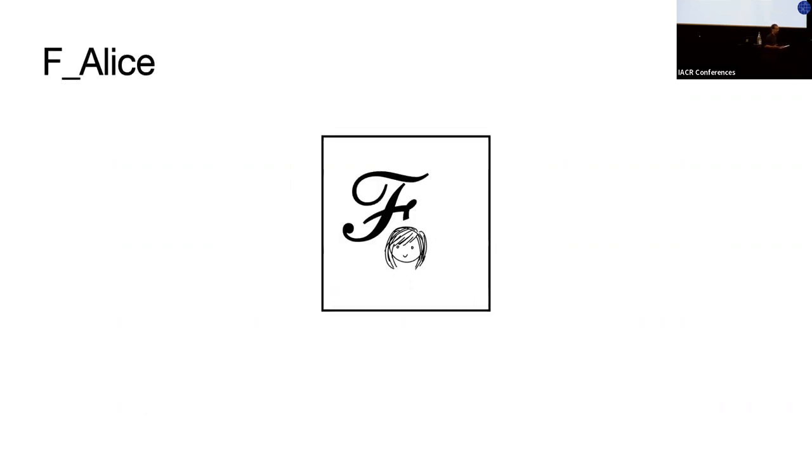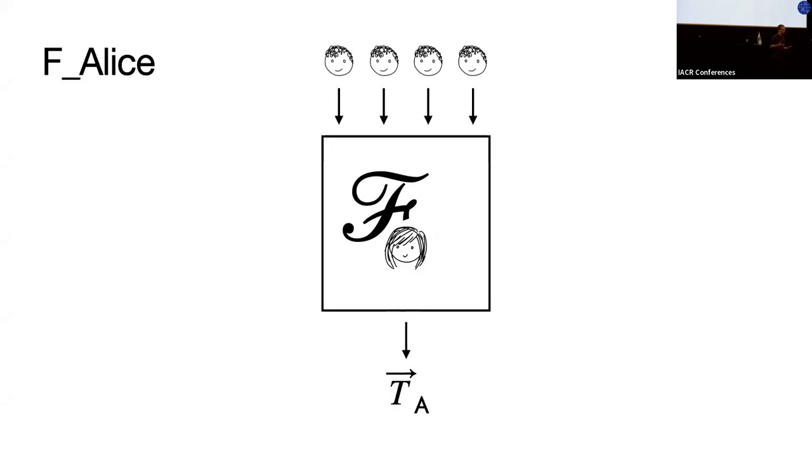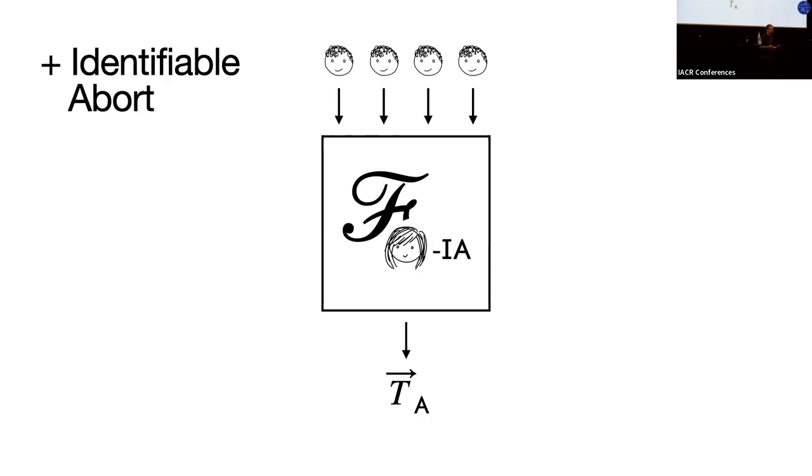We're going to take the code of Alice's next message function and embed it into a functionality. I'm going to call this a player emulation functionality. And when it's called by some other parties, it produces an output exactly as Alice would. Now I'm going to enhance this functionality in a couple of useful ways. First, I'm going to give it identifiable abort. So this means that if the functionality is invoked by some corrupt party who causes the functionality to abort, then the functionality identifies that corrupt party to all of the other participants in a consistent way so that they can eject them in, say, the next invocation.